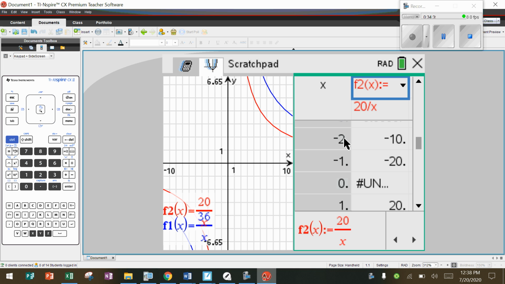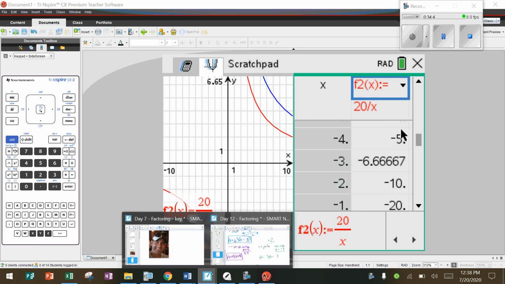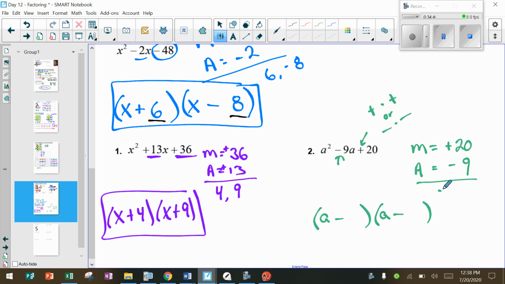Negative 2 and 10 would give me negative 12. That's not a whole number, so that doesn't count. Negative 4 minus 5 is negative 9. Boom, got it. So it's negative 4 and negative 5. Minus 4, minus 5.